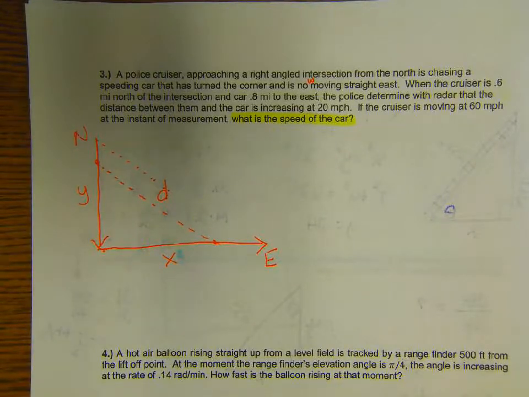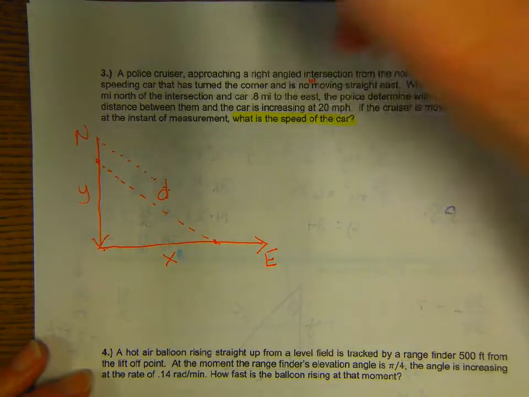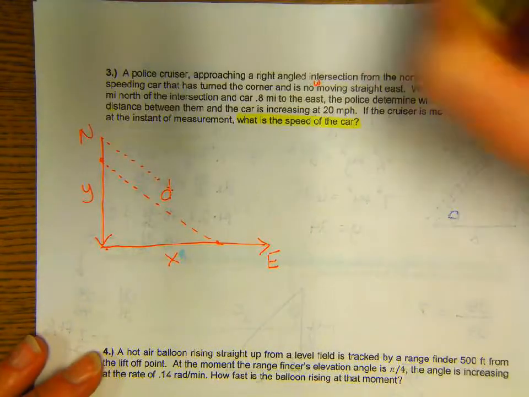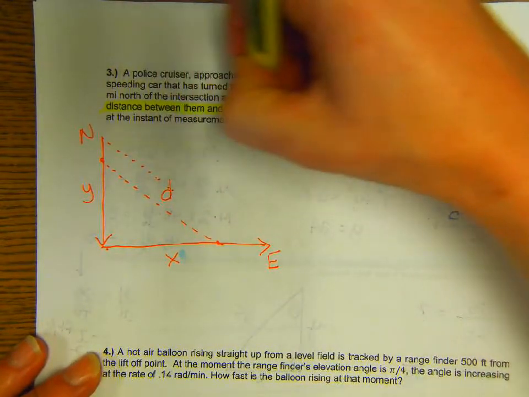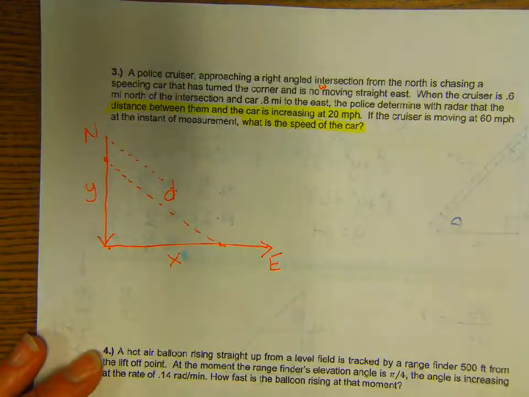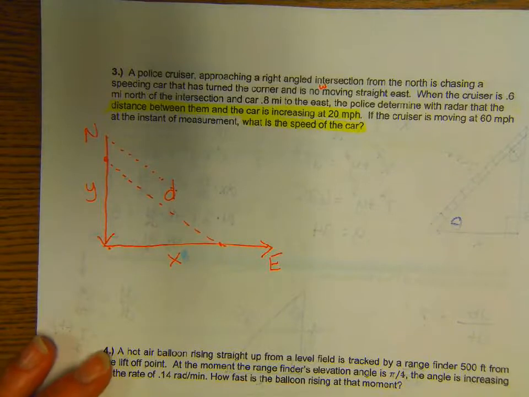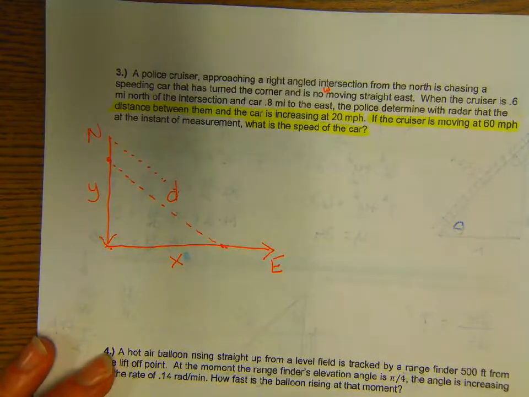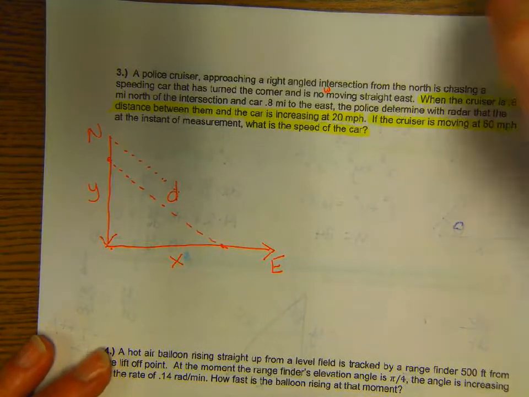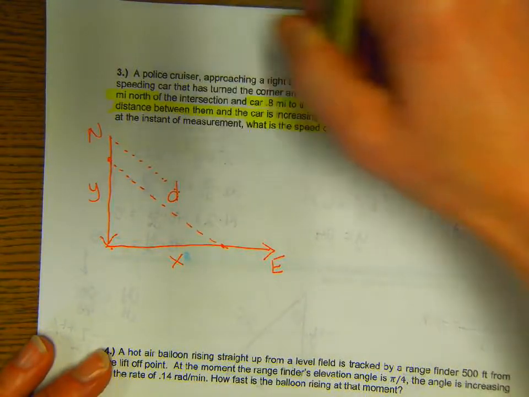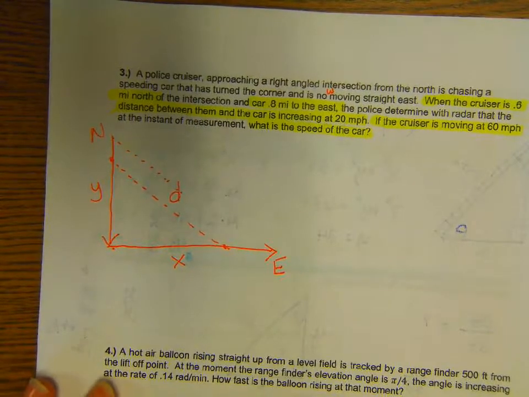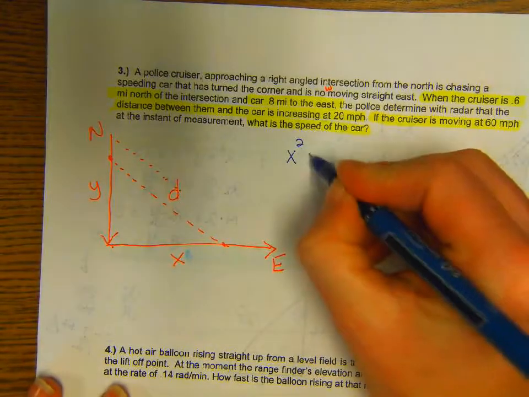Okay. I'm going to highlight some things. The distance between the car and the police cruiser is increasing at 20 miles per hour. The cruiser is moving at 60 miles per hour. The cruiser is 0.6 miles north, and the car is 0.8 miles east. So let's write our variables down and at least write the relationship between x, y, and d. What is the relationship between x, y, and d? x squared plus y squared equals d squared. Yes.